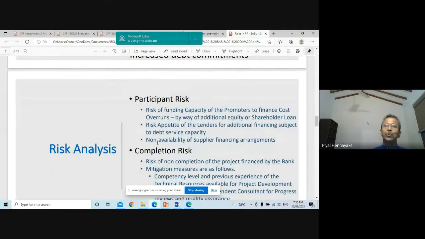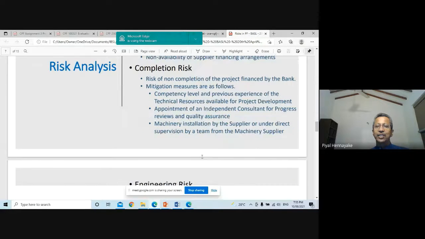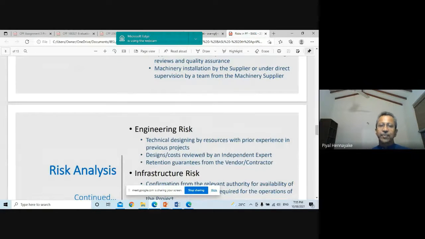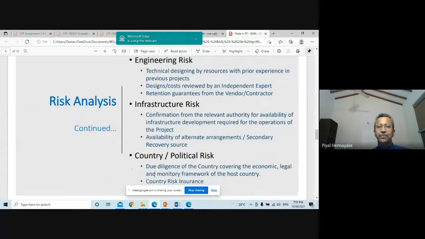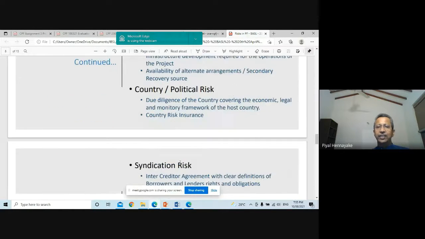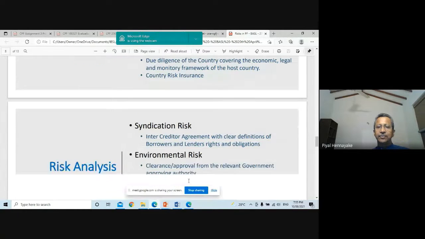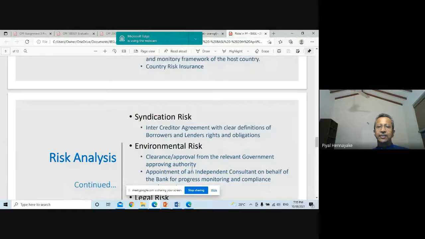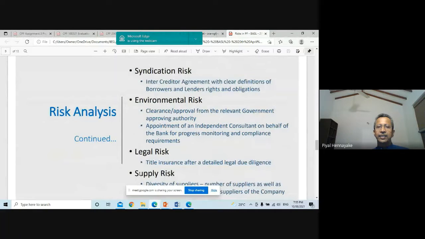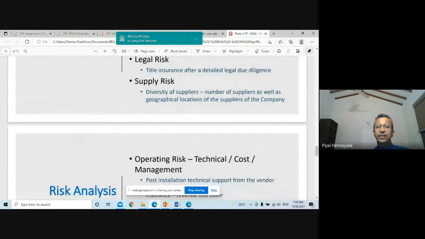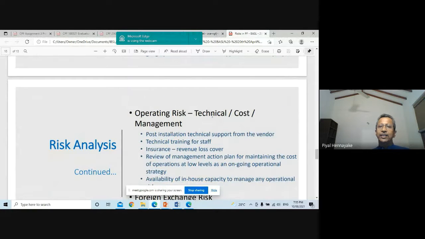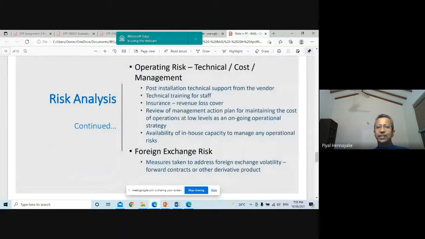Then the risk. She went through different types of risk, right? And very important risks, and you might have to remember these: participant risk, completion risk, engineering risk, infrastructure risk, and the country political risk, syndication risk, environmental risk, legal risk, supply risk, and so many risks, operating risk, and foreign exchange risk.